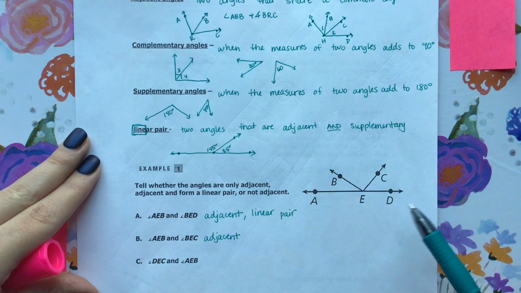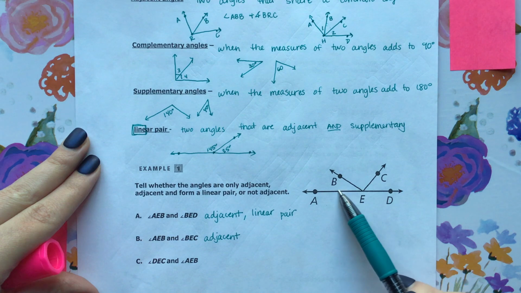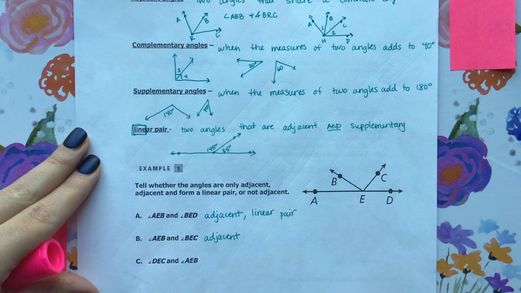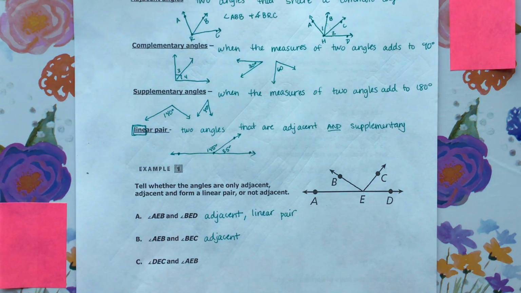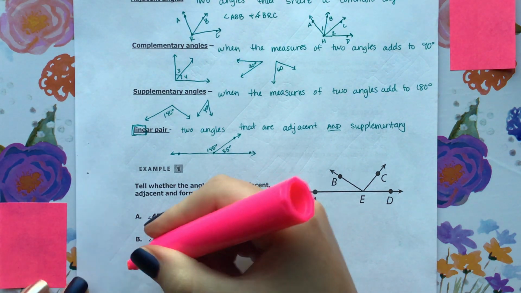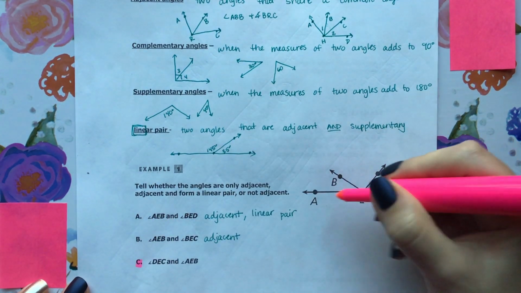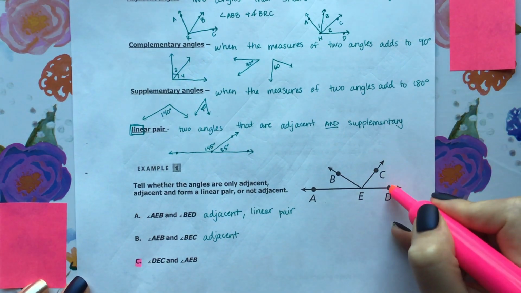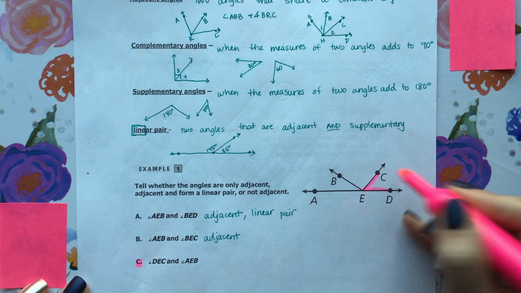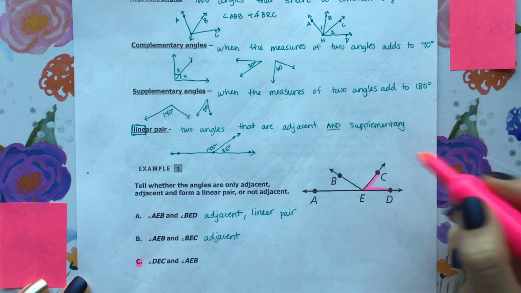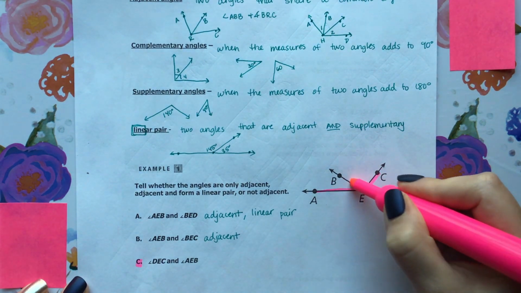However, their values aren't long enough to form an entire 180 degree line, so we can only leave it with adjacent. Finally, we have DEC and AEB. I'll highlight this one for you so you can see them. So we have DEC, from D to E to C, and then from A to E to B.